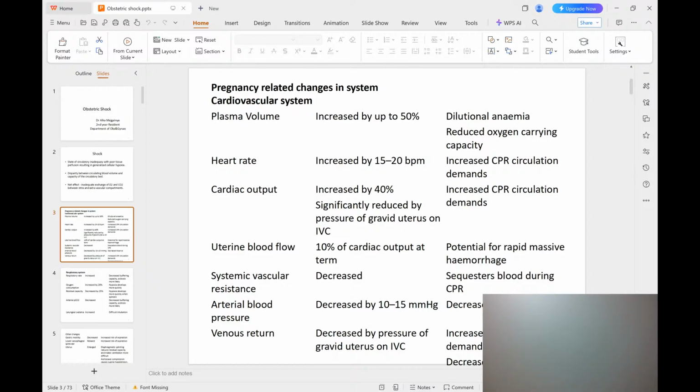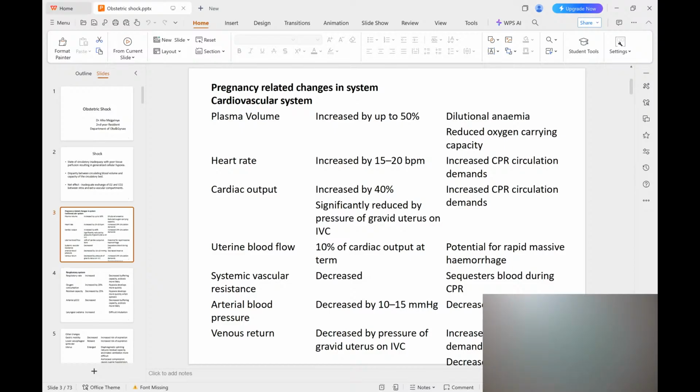Similarly, cardiac output is also increased by 40%, but as there is pressure by the gravid uterus over the inferior vena cava, cardiac output will be reduced, and thus during CPR there is increased demand. Also, uterine blood flow is 10% of the cardiac output at term. That is almost 500 ml per minute. So this is a potential site for rapid massive hemorrhage.